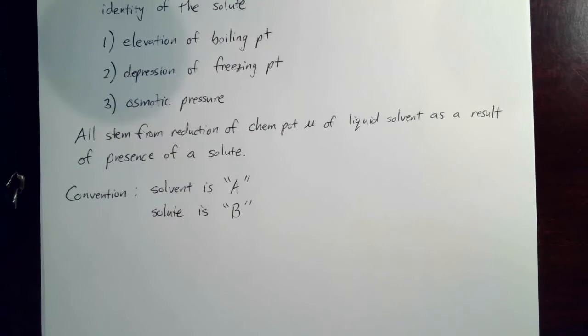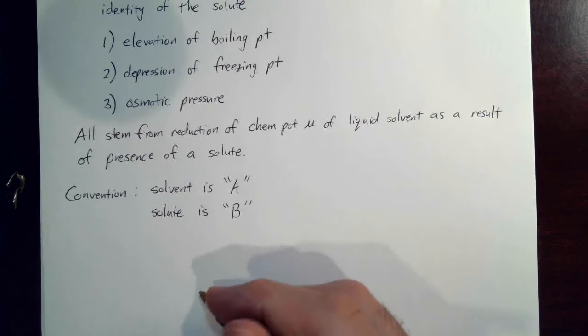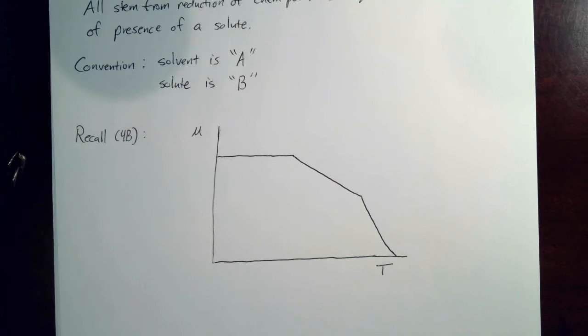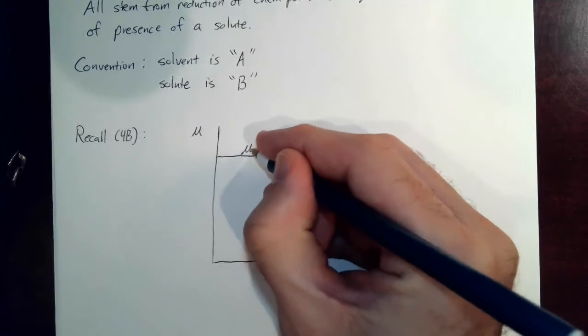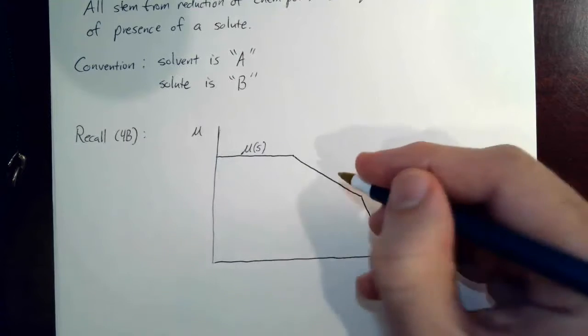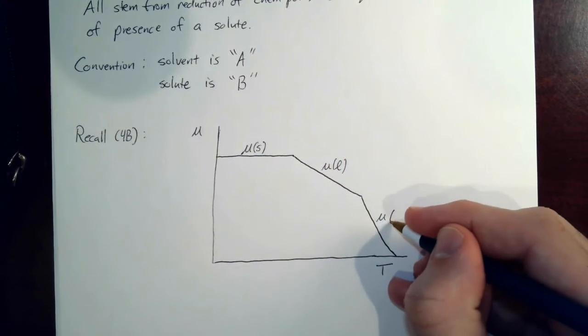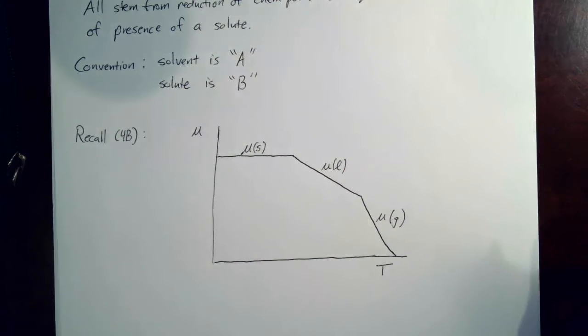Now, if we think back to section 4B, I drew a graph of chemical potential versus temperature. So I'm going to redraw that graph. So the graph looks something like this. This line is the solid phase, this line is the liquid phase, and this line is the gas phase.